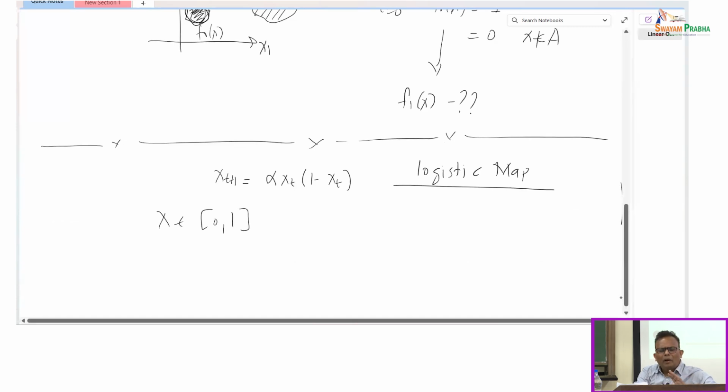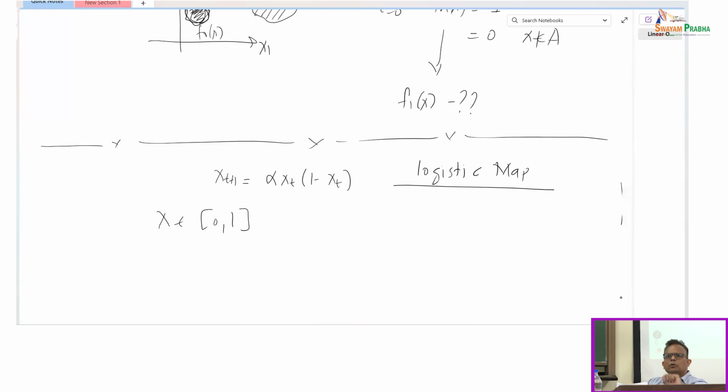Now, what happens with the system is alpha is a parameter. So as you change alpha, the system behavior changes. For some value of alpha, the system will have only one stable equilibrium point. Now you increase the value of alpha. At some point, the one stable equilibrium point becomes two stable equilibrium points. The stable one becomes unstable, and then two stable equilibrium points emerge. Then you increase the value of alpha a little bit more, 2 becomes 4, 4 becomes 8. So it grows like 2 to the power n.